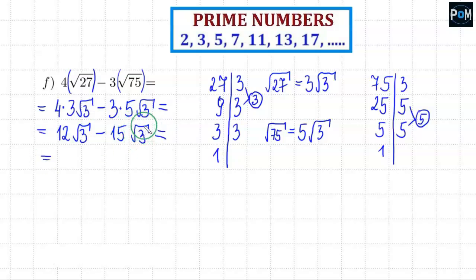The square roots here had nothing to multiply with, and I subtract 12 square roots of 3, subtract 15 square roots of 3, so here I end up in the negative. The result will be negative 12 minus 15, which is negative 3 square roots of 3. This is the result for this example.